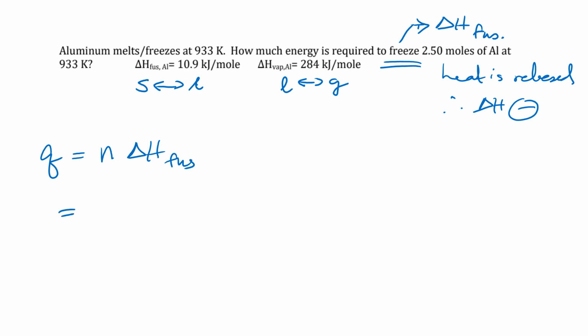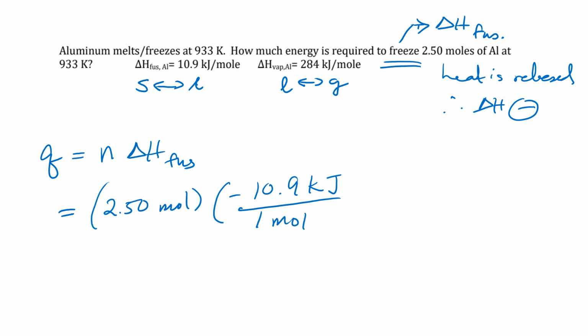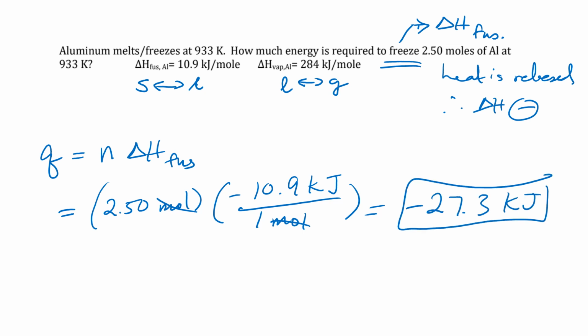So my Q is going to be my number of moles, which is 2.50 moles, times negative 10.9 kilojoules per 1 mole. My moles will cancel out, and I'm left with kilojoules: negative 27.3 kilojoules.